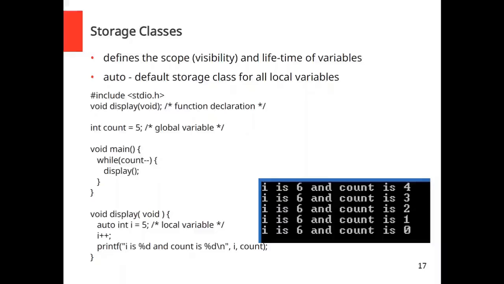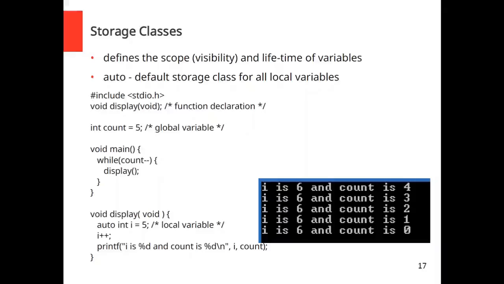There are four different types of storage classes. They are auto, register, static, extern. We'll see the storage classes one by one. First one is the auto storage class. The auto storage class is the default storage class for all variables.